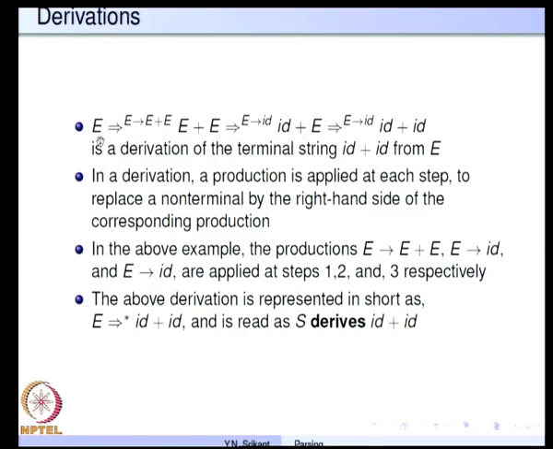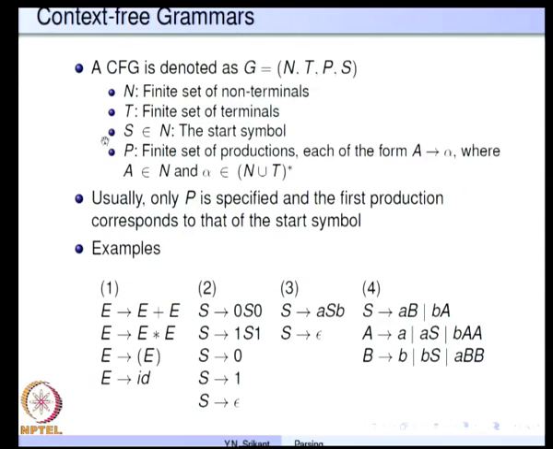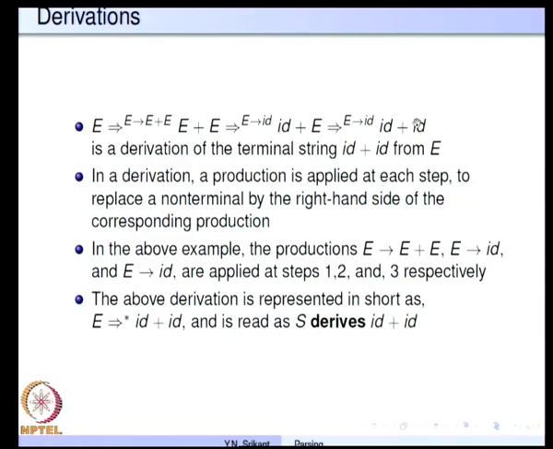The way the derivation works, here is a non-terminal E. We know that there are four productions which start with E on the left hand side. So, to derive a particular string, we could choose any of these. Which one is appropriate depends on the terminal string that we want to derive. In this case, we want to derive ID plus ID. Therefore, the only production which has plus in it is E to E plus E. So, let us try out that particular production.